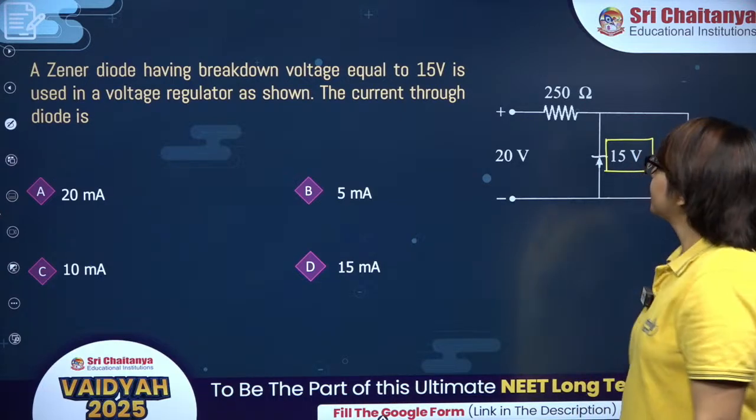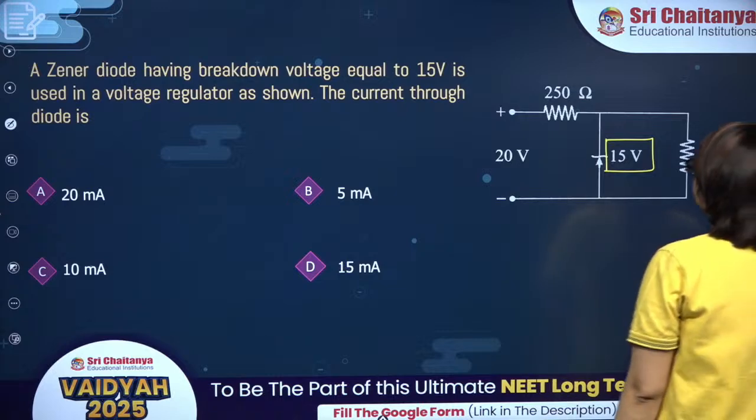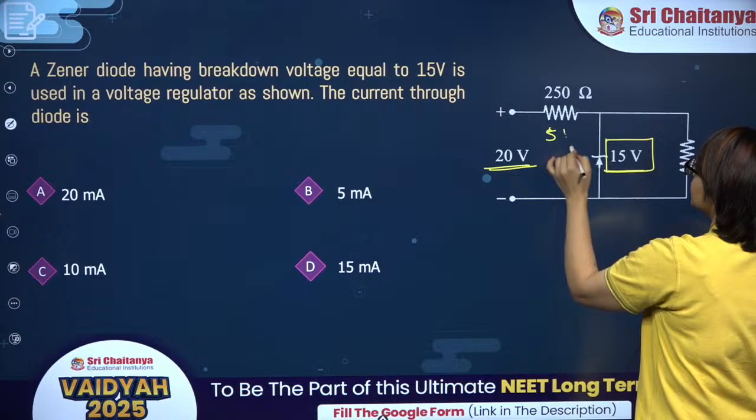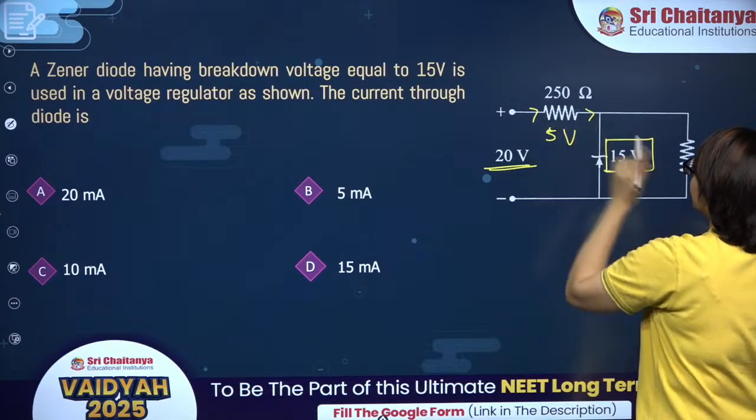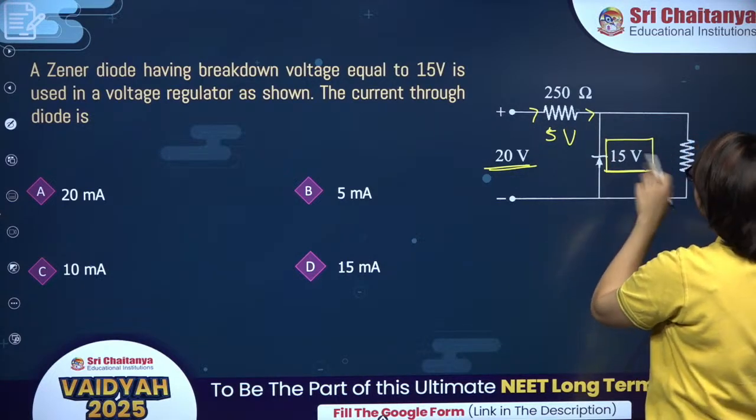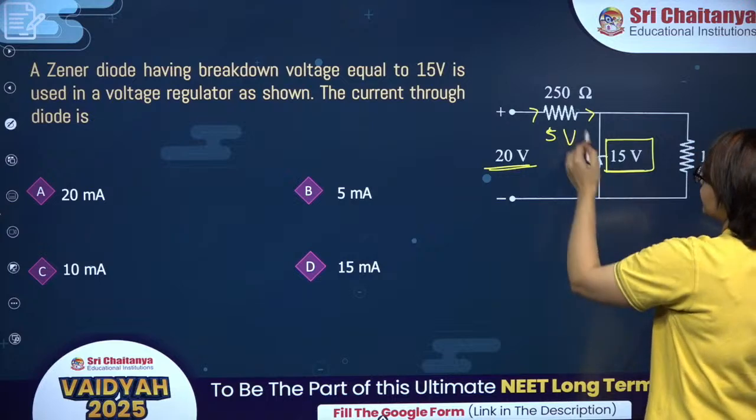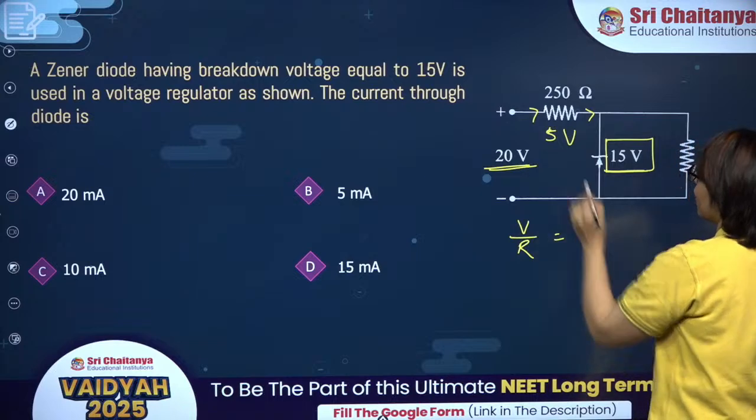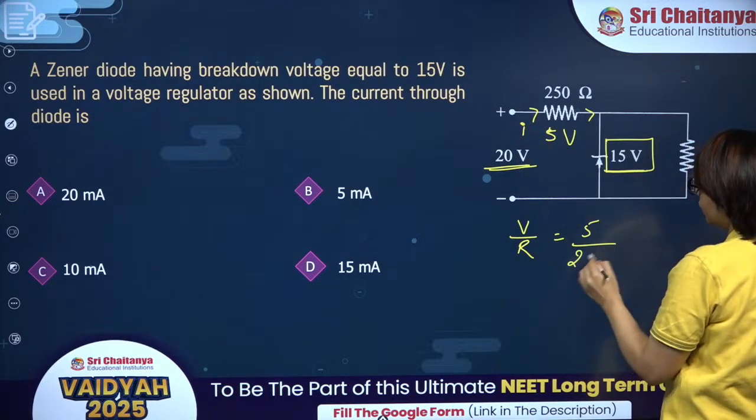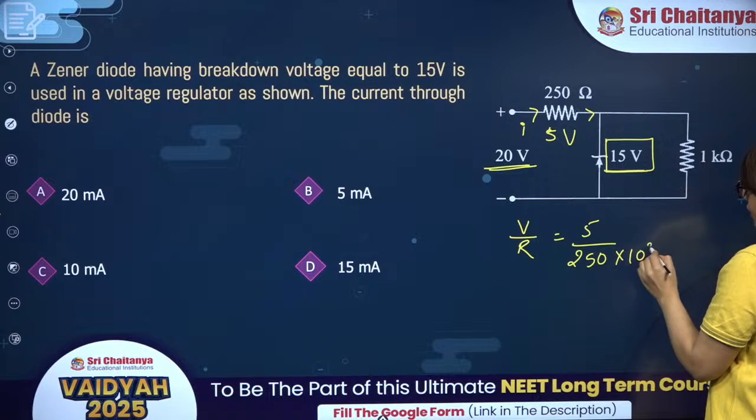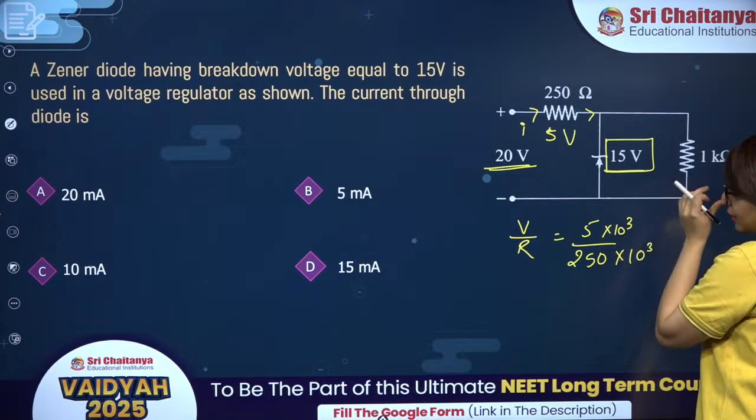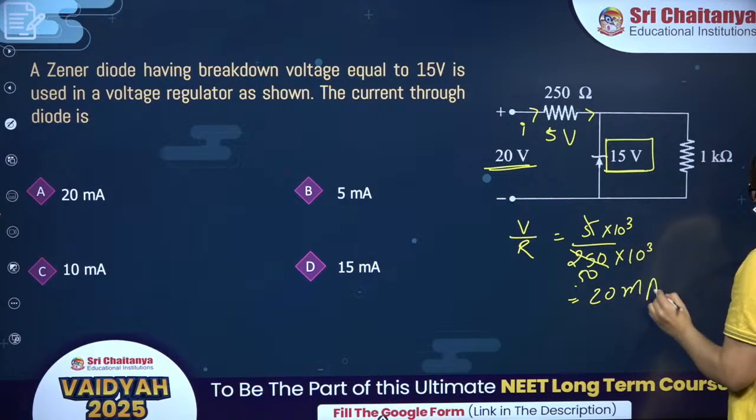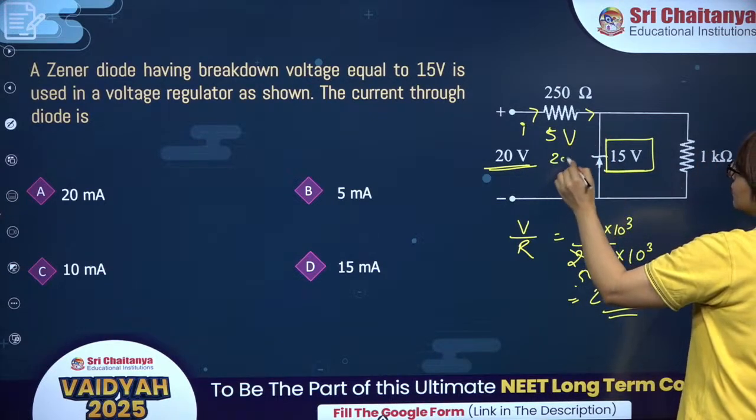See, out of 20 volt, 15 volt is dropping here. So remaining 5 volt is dropping here. So total current, we have to find the current through diode, right? So total current provided over here is V upon R, which is 5 divided by 250. Just multiply by 10 power 3 in numerator and denominator. So it will be 20 milliampere, right? So total current is 20 milliampere.